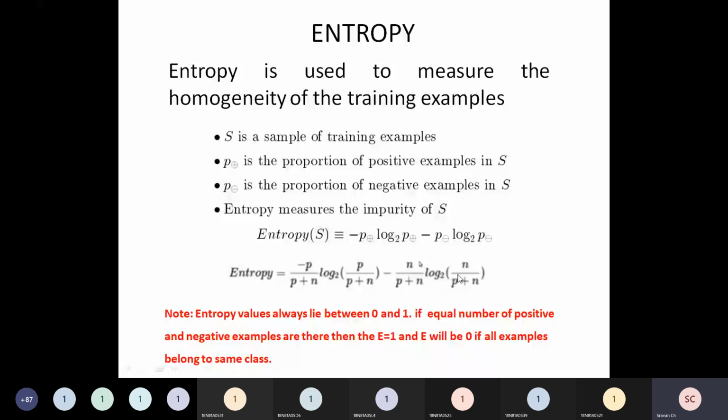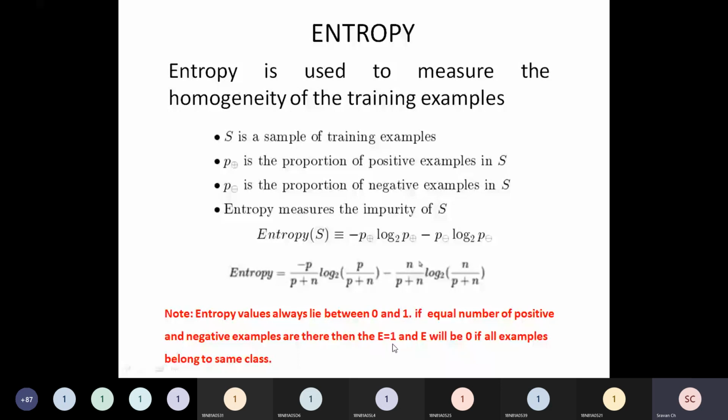Now, this is an important note about the entropy value. Please remember, entropy value will always be between 0 and 1. If an equal number of positive and negative examples are there in the data set, then entropy will be 1. Got the point, friends? E will be 1 if I have an equal number of positive and negative examples.